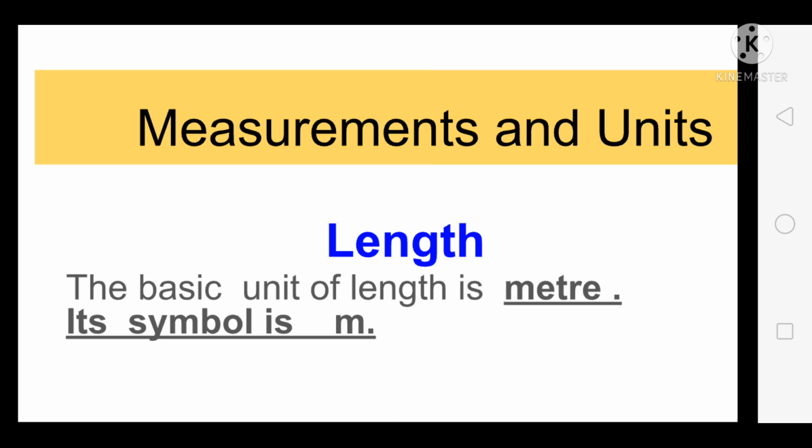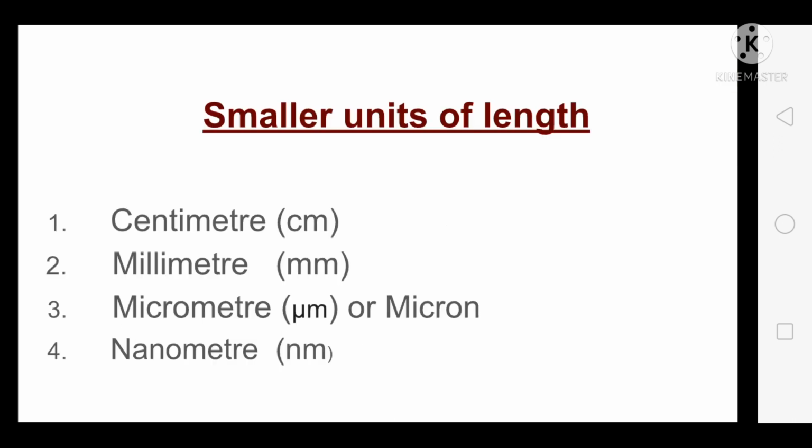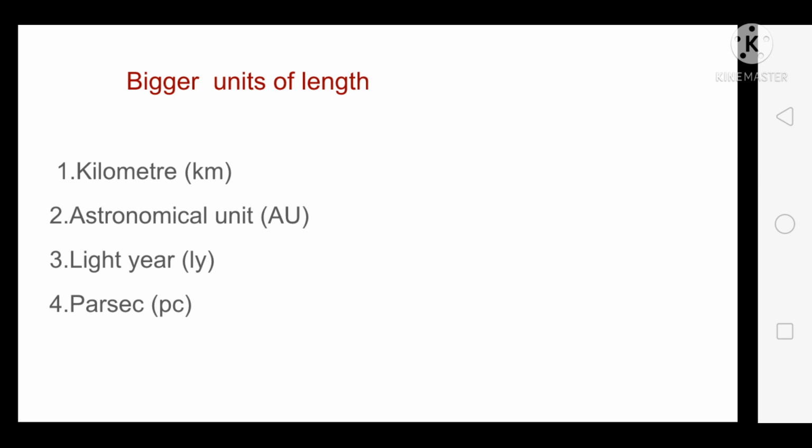Now let us study about the smaller units of length. The smaller units of length are centimeter, millimeter, micrometer and nanometer. There are bigger units of length also. They are kilometer, astronomical unit, light year and parsec.